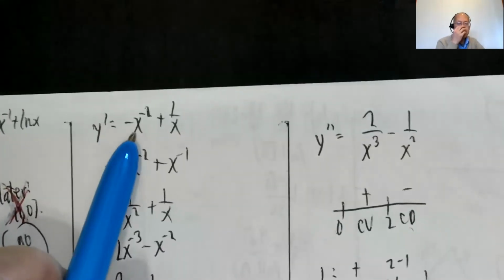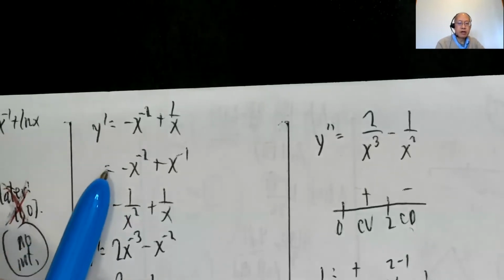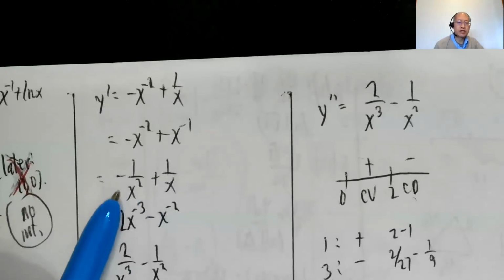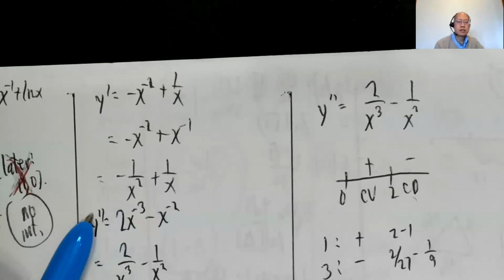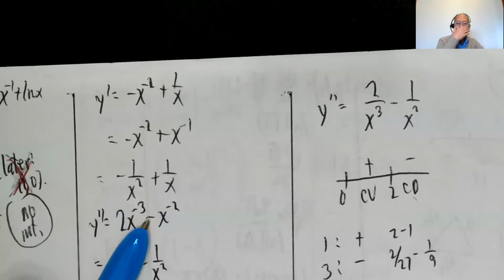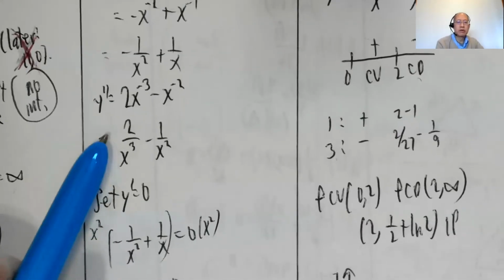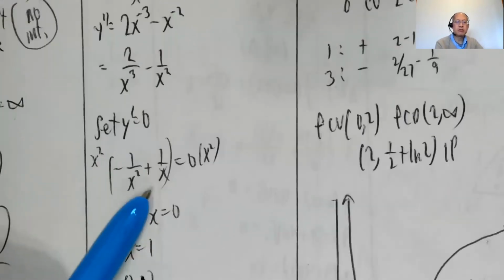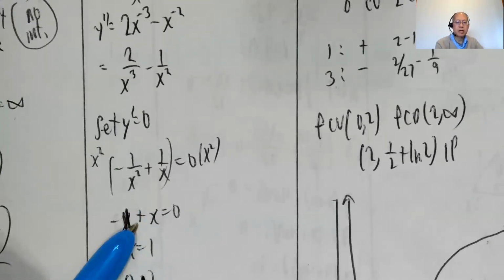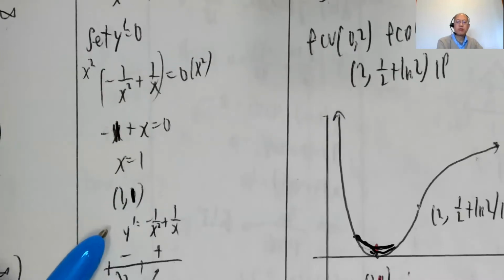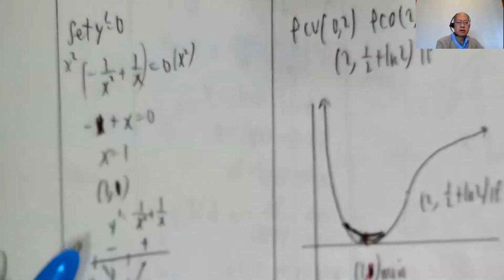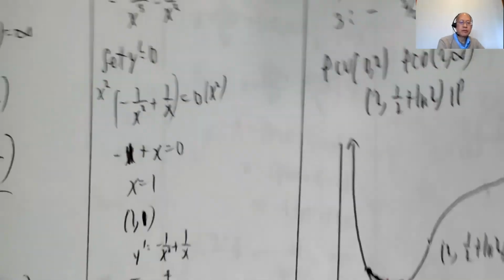Okay, y prime is this, which I can rewrite as -x to the -2 plus x to the -1, or -1 over x squared plus 1 over x. The second derivative is 2x to the -3 minus x to the -2. Rewrite it as that. Set y prime equal to 0. I get -1 plus x equals 0, or x equals 1, the point (1, 1). Okay, this should be (1, 1). Then do a sign chart.